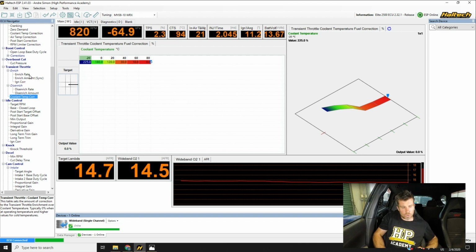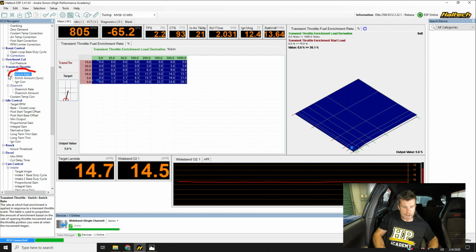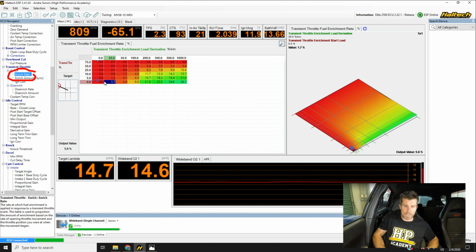Let's head across now and we'll have a look at our other parameters. So we've got our enrichment rate. It's really important just to understand what these tables mean and the interaction between these tables. Starting with our enrichment rate here, this is how quickly the fueling is going to be delivered. So actually it works in conjunction with our enrichment amount. The two parameters are multiplied together to give us the final amount of additional fuel.